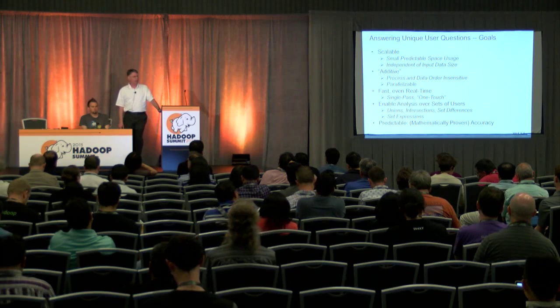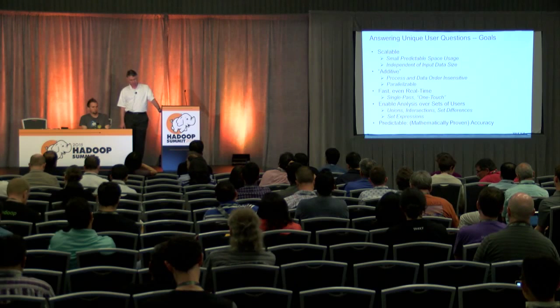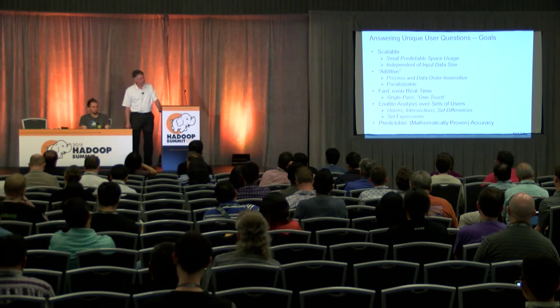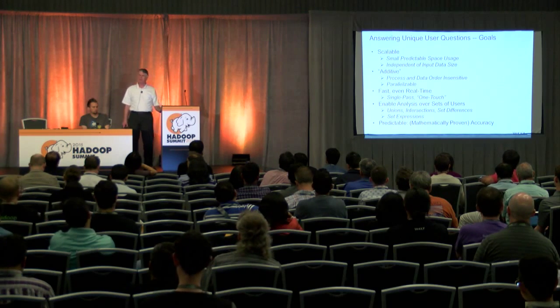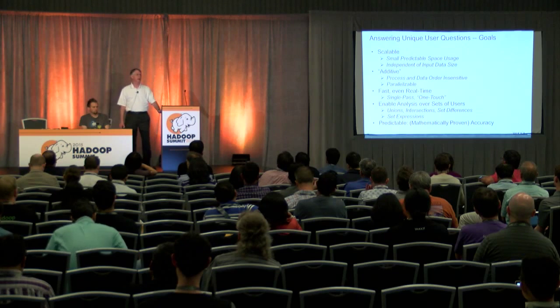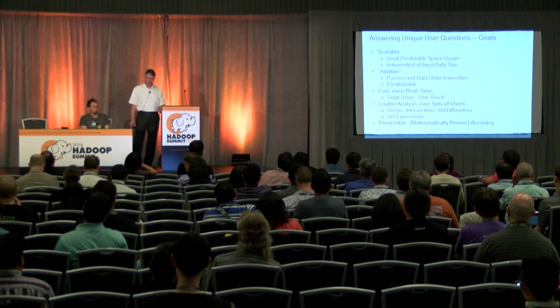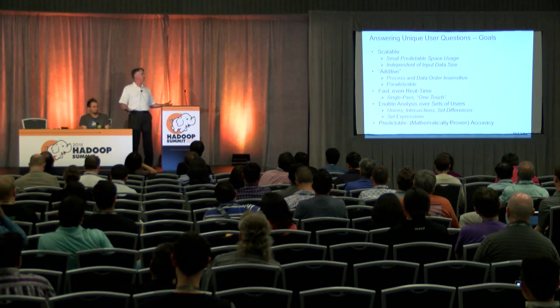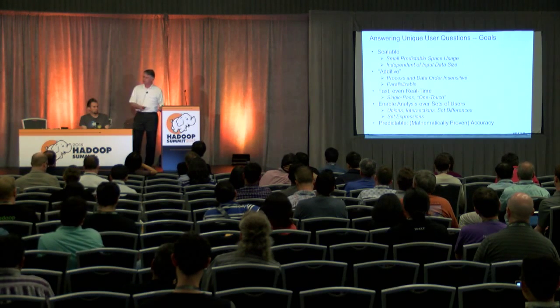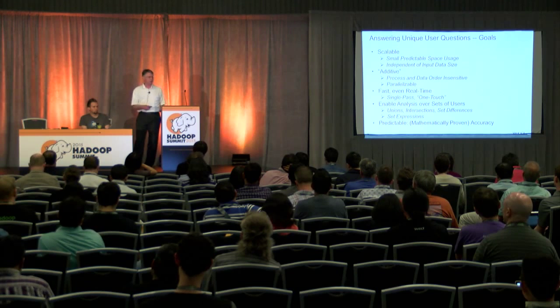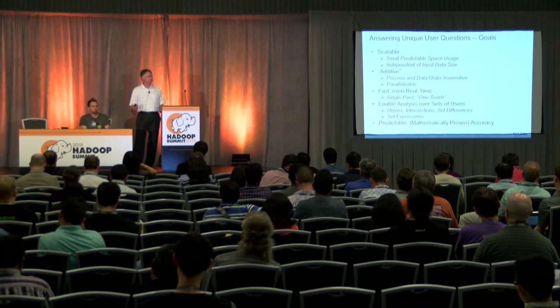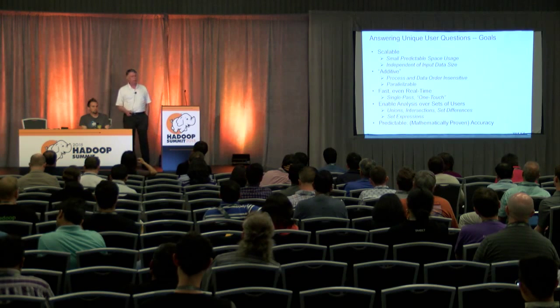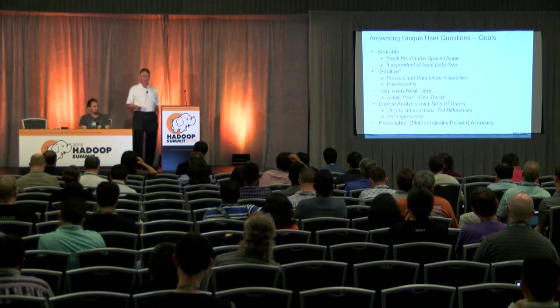We want to be able to also enable analysis over sets of users. We'd like to be able to say, oh, we have, say, a set of users from the US, a set of users from Europe. We'd like to know what users have checked into both European and US sites. So that's what we call set expressions. And certainly we want to be able to predict how well it's doing in terms of its accuracy in getting these estimates.